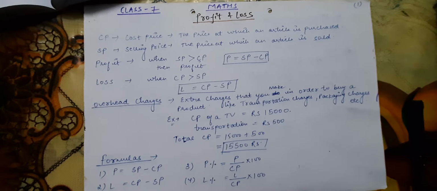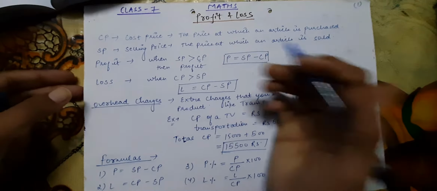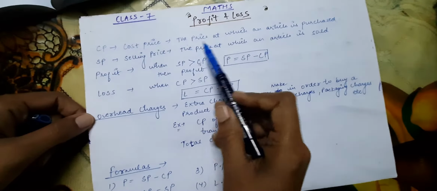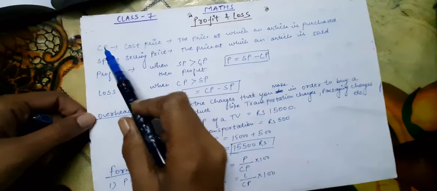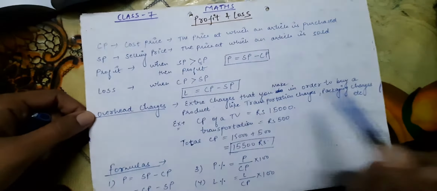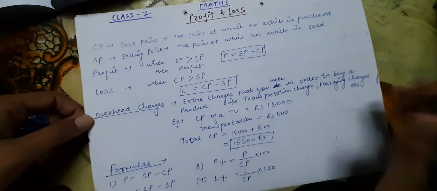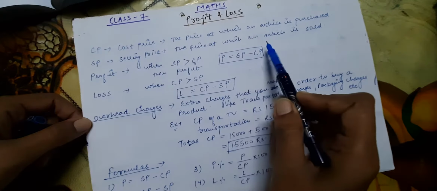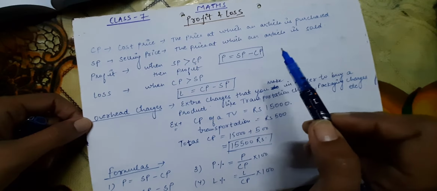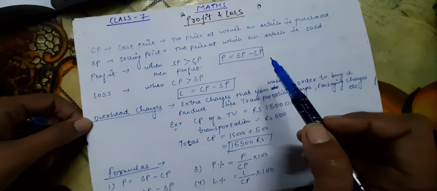So let's start. First, we'll discuss what is cost price. The cost price is that price at which an article is purchased. So I've mentioned the definition here also. The price at which an article is purchased will be called its cost price. Next is the selling price. The price at which an article is sold is called the selling price of that article.